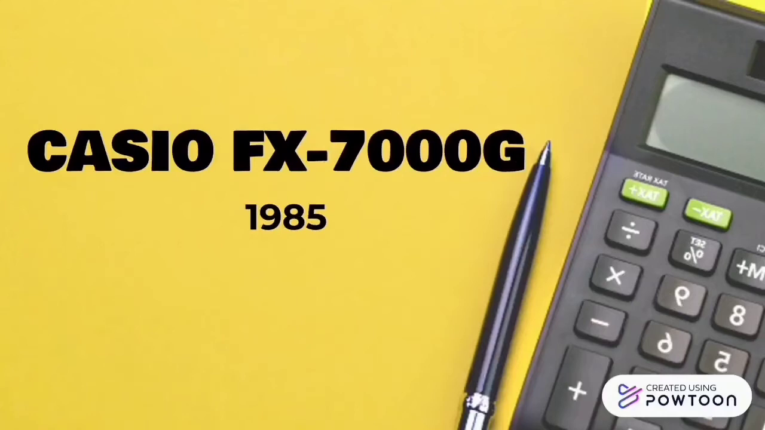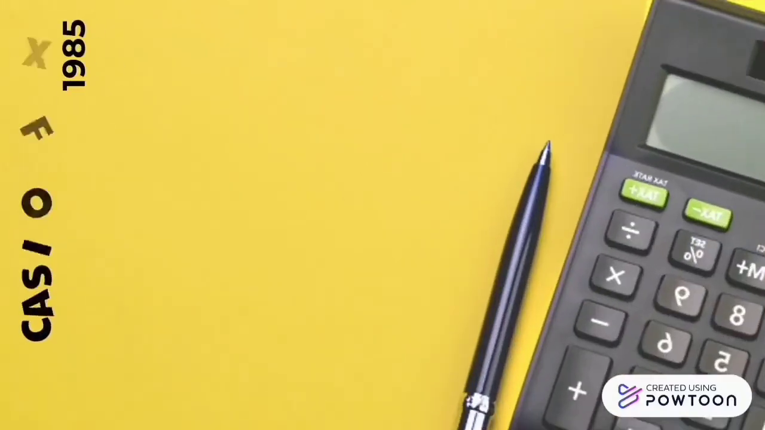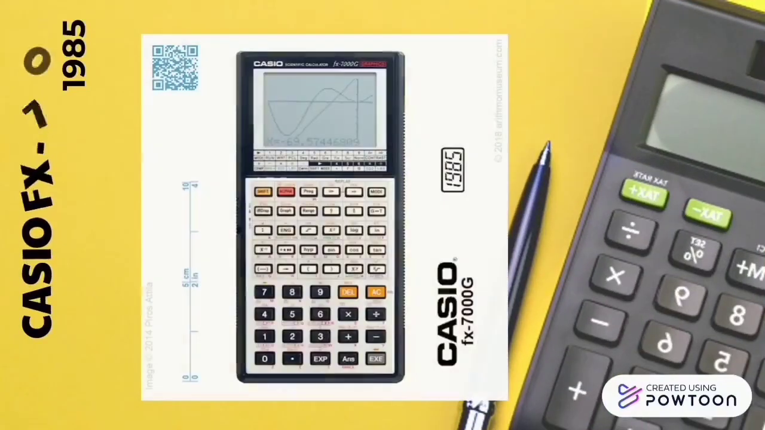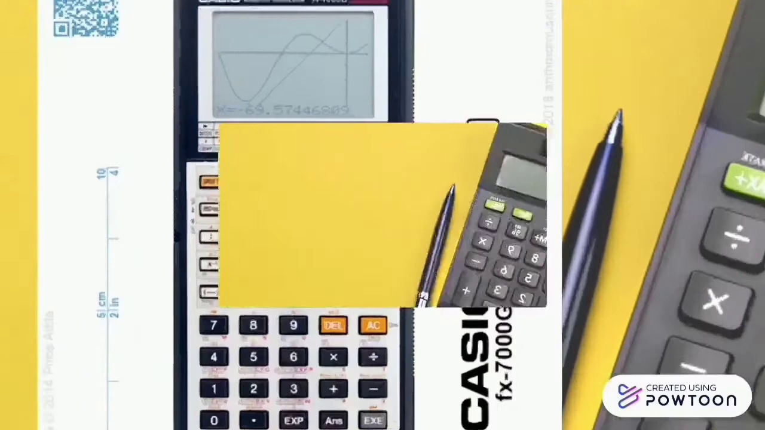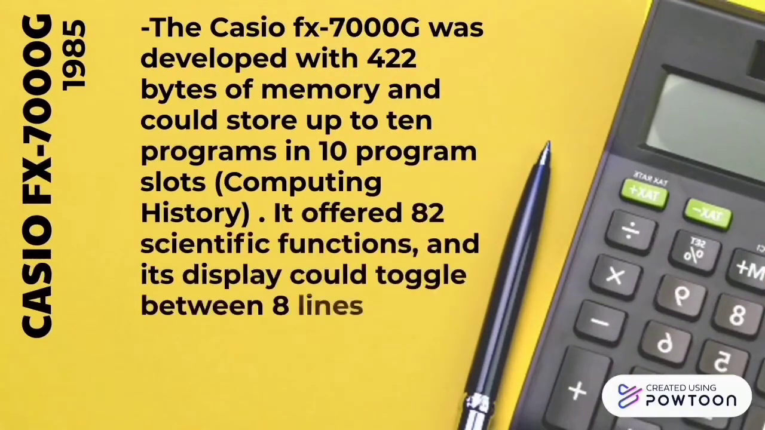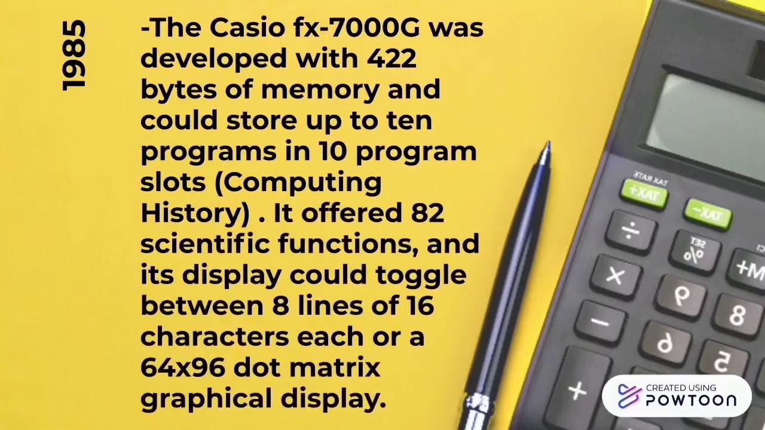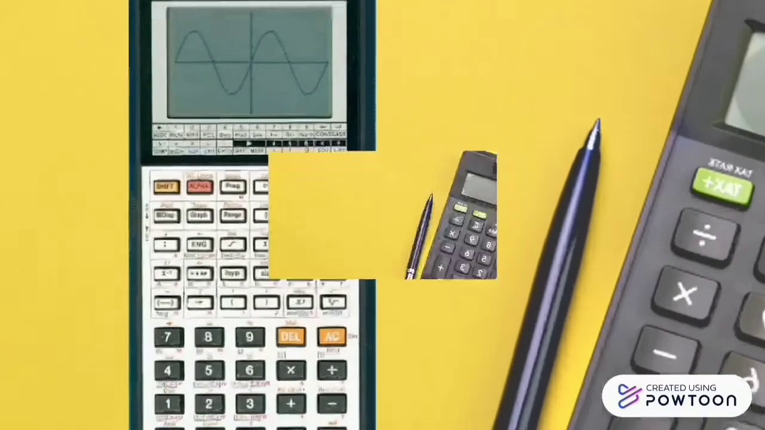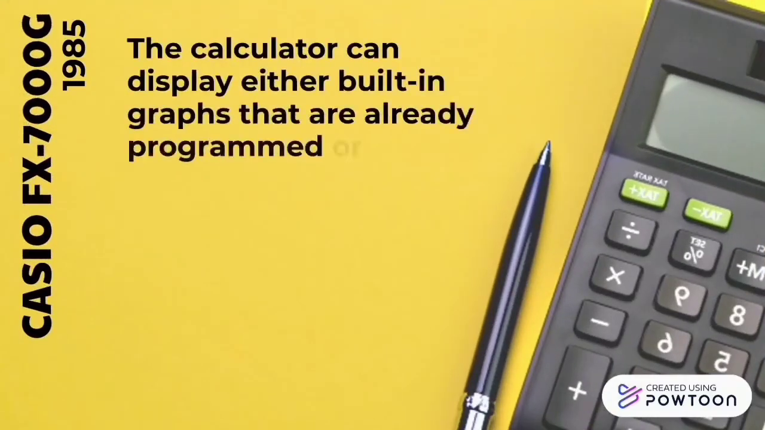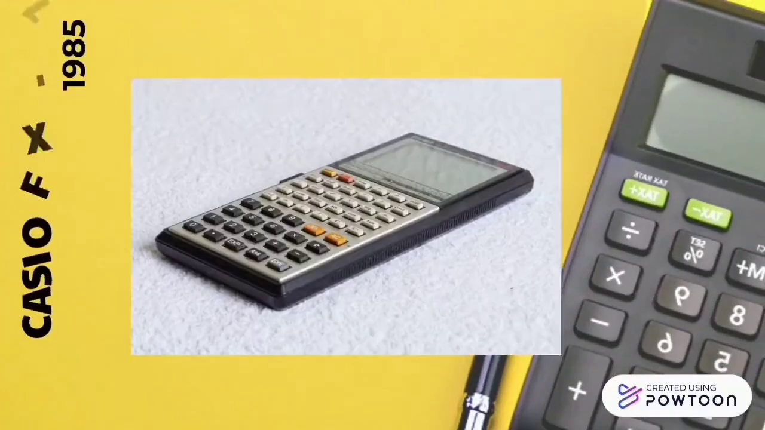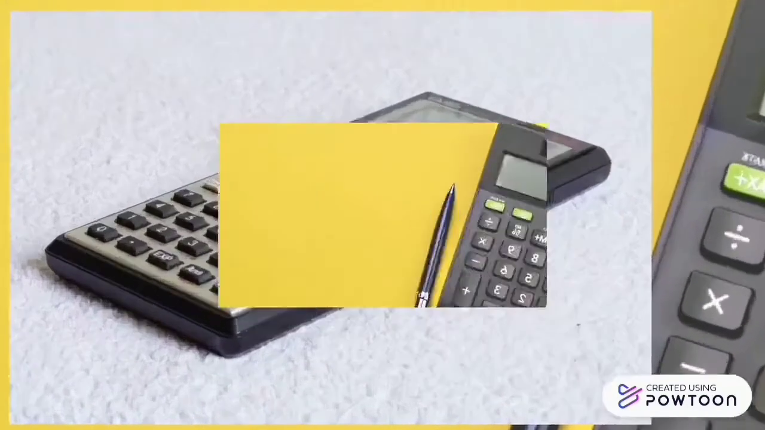In 1985, the Casio FX-7000G was the first graphing calculator developed, one of the several programmable calculators which were introduced in the early 80s. It had 422 bytes of memory and could store up to 10 programs in 10 program slots. It offered 82 scientific functions, and its display could toggle between 8 lines of 16 characters each, or a 64 by 96 dot matrix graphical display. The calculator can display either built-in graphs that are already programmed or display a user-defined graph. The user also has the option to rewrite any of the previously programmed graphs.